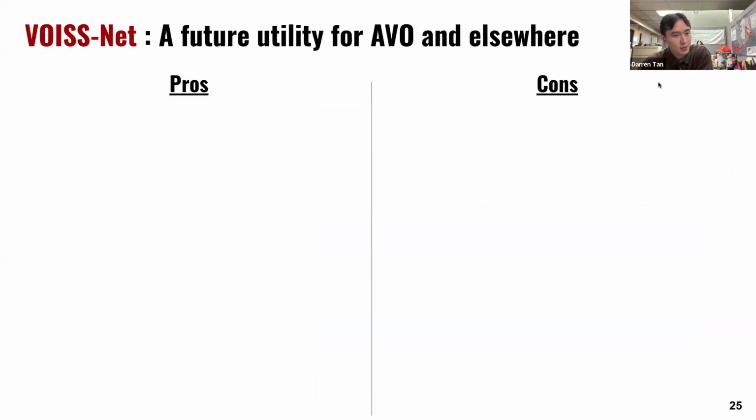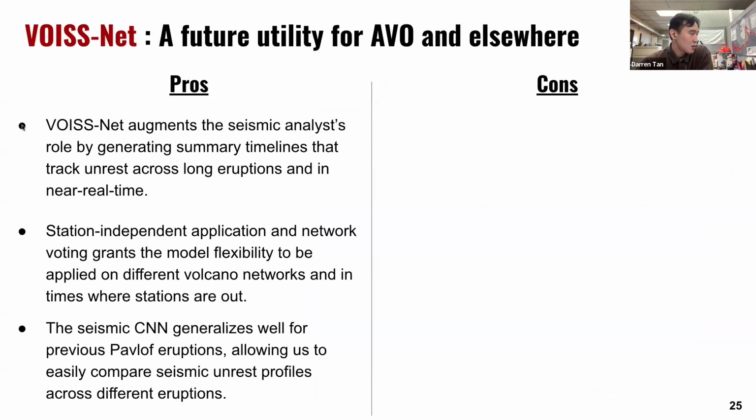So let's discuss some pros and cons. One of the key selling points of VoiceNet is that it augments a seismic analyst's role. Right at the start of this presentation, I showed how many spectrograms a duty seismologist has to look at. If we can provide a summary timeline, condensing all this information into one quick figure, it's a good way of tracking different volcanic activity over a long duration of time. We showed here for Pavlov volcano that a 1.5-year-long eruption can be summarized on just one little panel.